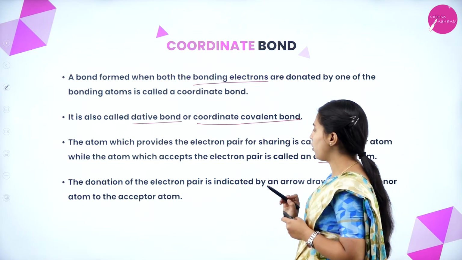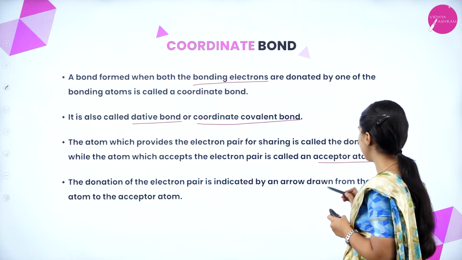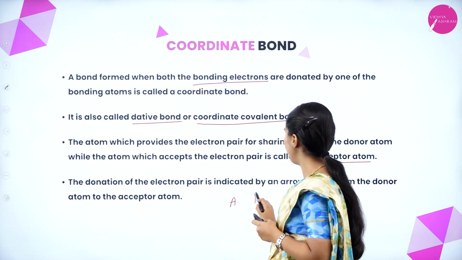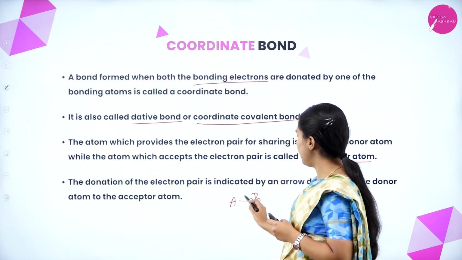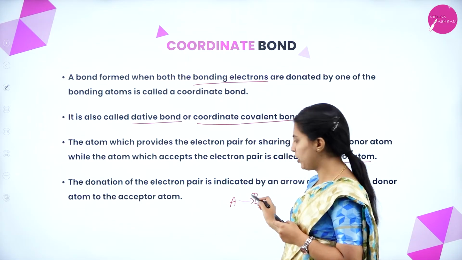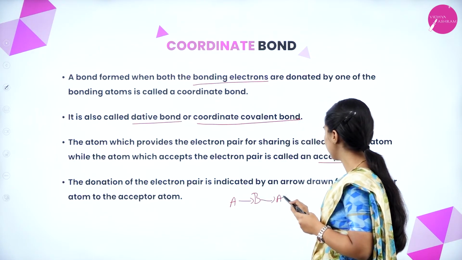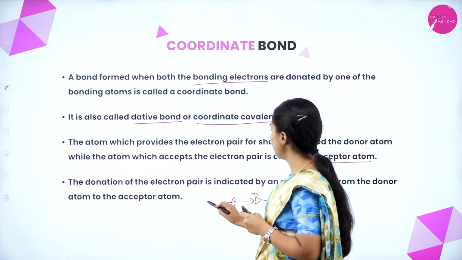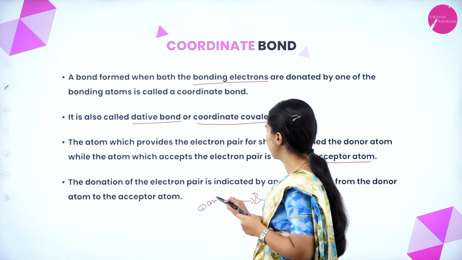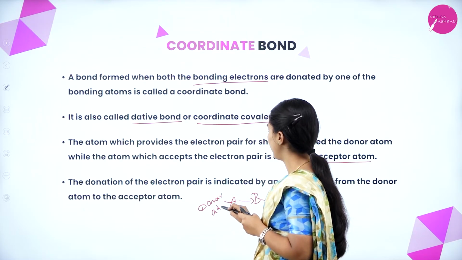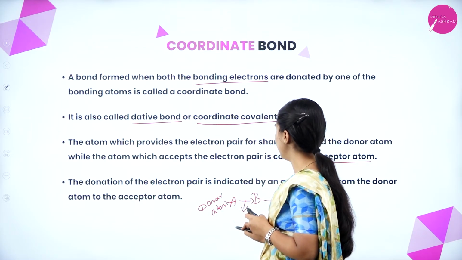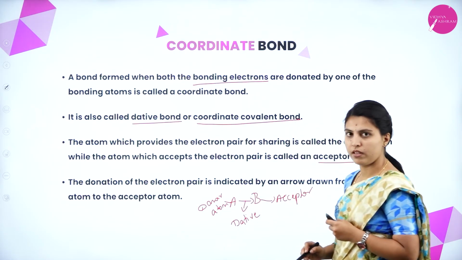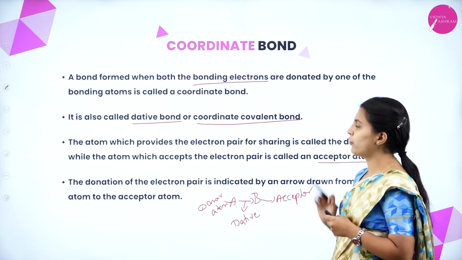The donation of the electron pair is indicated by an arrow drawn from the donor to the acceptor. If A is donating to B, the head of the arrow will move towards B because it is the acceptor atom. This is the donor atom. Okay, this is dative bond or coordinate bond. This is the overall concept of coordinate bond.